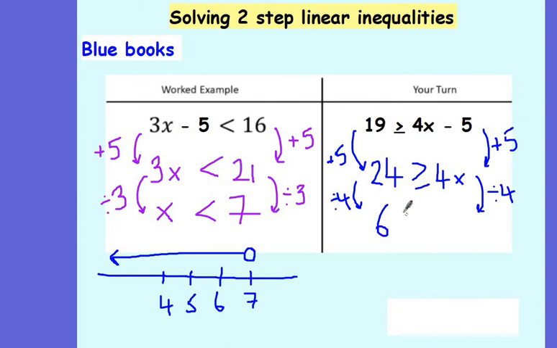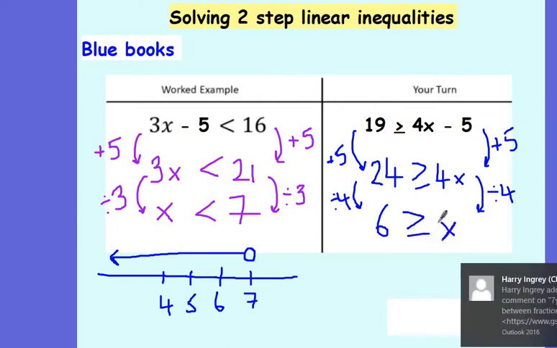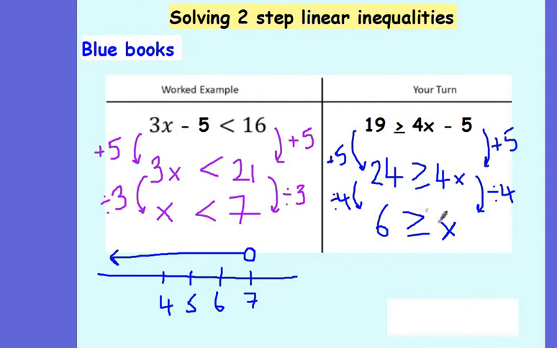So 6 is greater than or equal to x. So x needs to be less than or equal to 6. On a number line, if this was 6, 5, 4, we need x to be 6 or any of those numbers less than it. For example, if x was 1, 4 times 1 would give me 4, take away 5 would give me negative 1. Negative 1 is indeed less than or equal to 19, it would work.